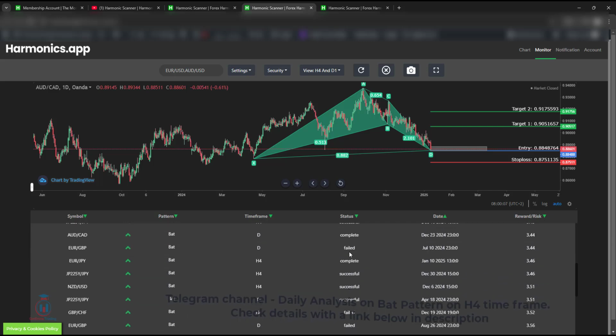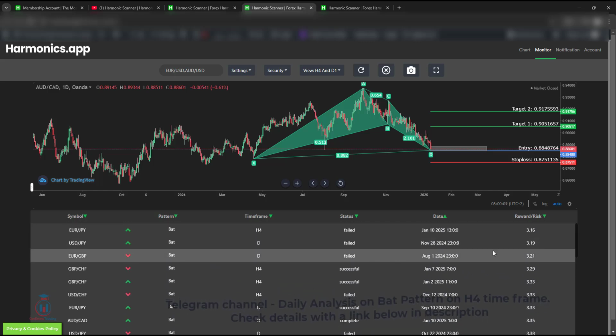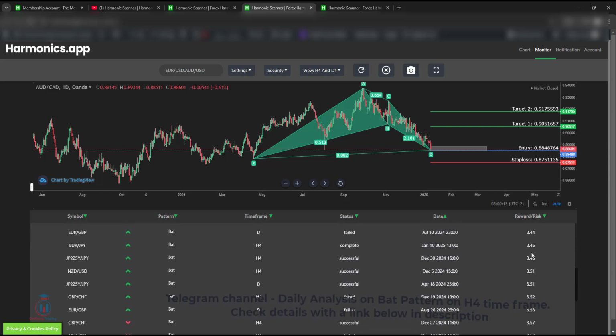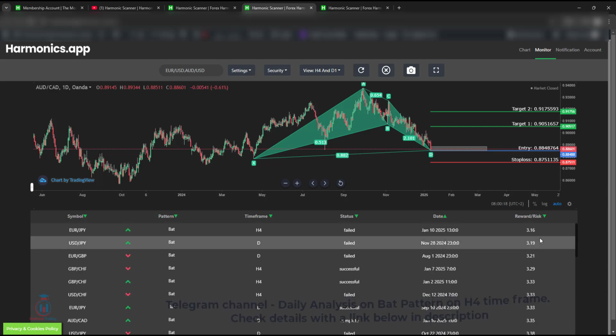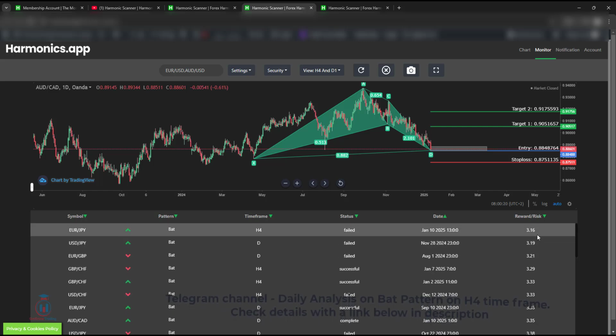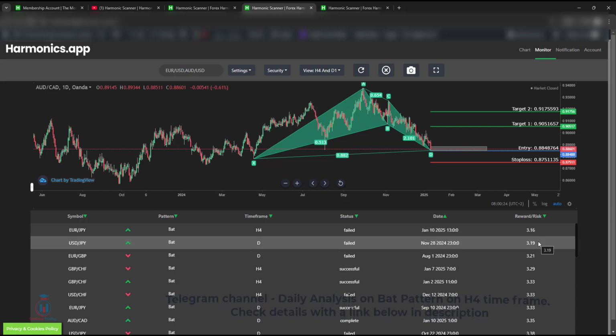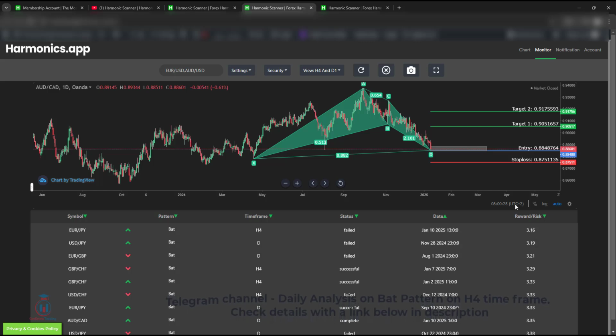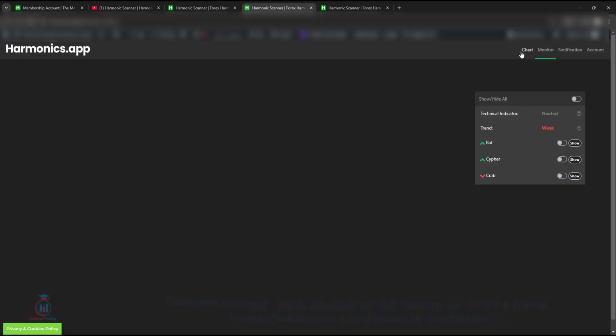You have lots of these details that you can use in your favor to make the analysis and also the statistics, but you can also use the reward to risk ratio. You can see which ones are good for trading. Now you can see most of the time it is above 3.0 risk reward, which is great. So you can have 2 bad trades, you can have 1 successful trade, and you will be in profit. Now you can see how to use the Harmonic SEP scanner.